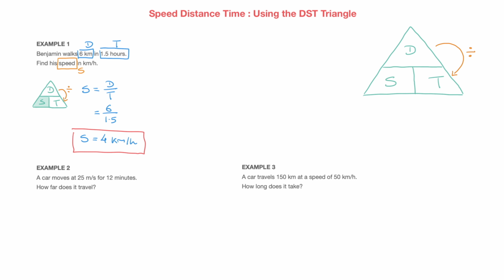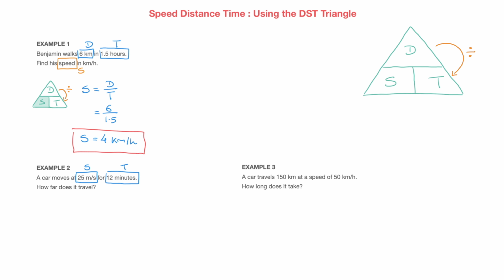Now in example 2, we're told that a car moves at 25 meters per second for 12 minutes. And we're then asked, how far does it travel? Okay, well again, I like to summarize the information that's given to us in the question. So here we're told that the car moves at 25 meters per second. And 25 meters per second, well, that's a speed. And we're also told that the car moves for 12 minutes. And 12 minutes, well, hopefully that's clear, that's a time.